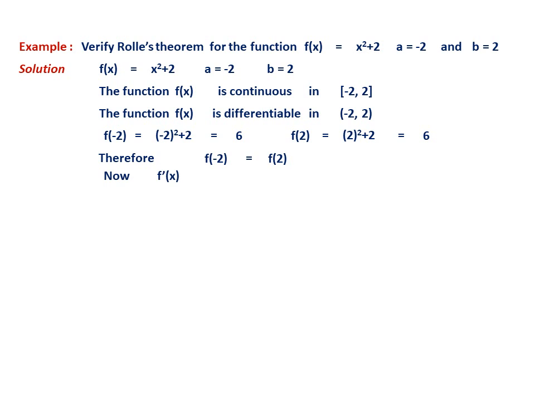Now as per Rolle's theorem, what you have to do is now find f dash x. So f dash x is 2x. Therefore f dash c will be 2c. Now what is the condition? F dash c equal to 0 implies 2c equal to 0. This implies c equal to 0.